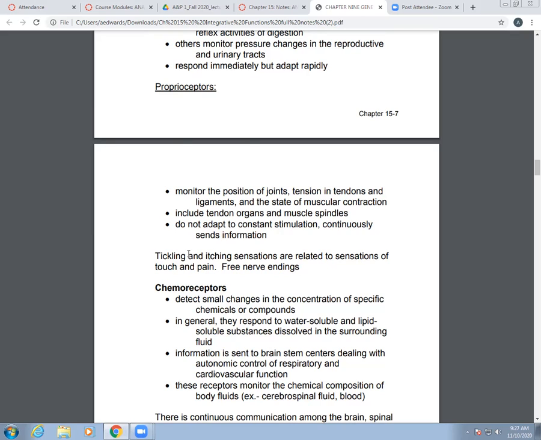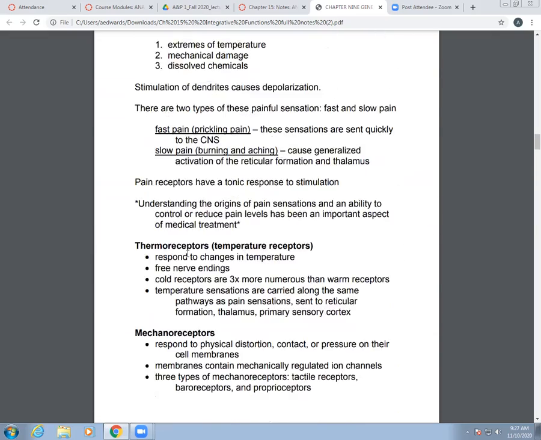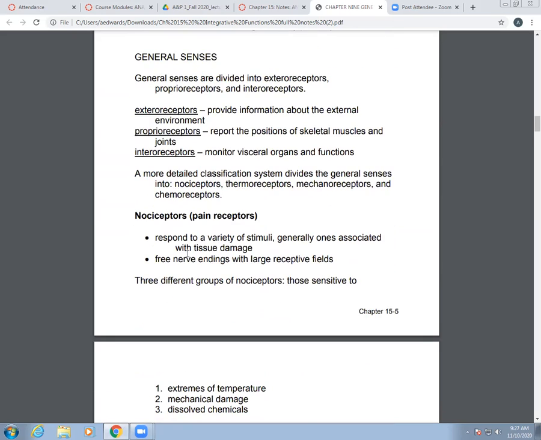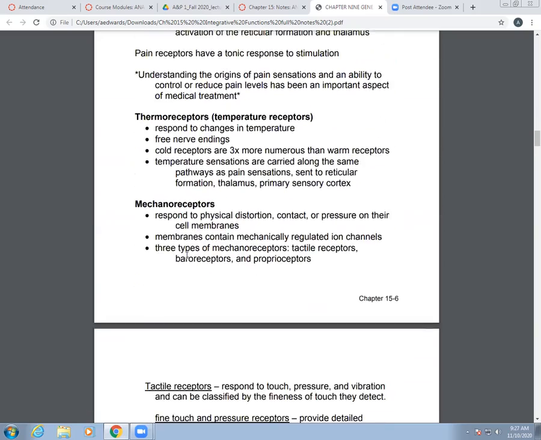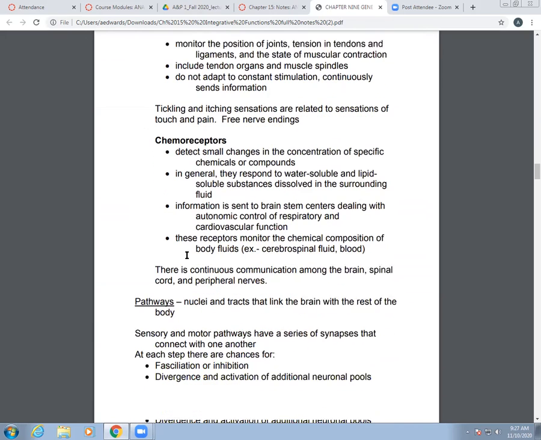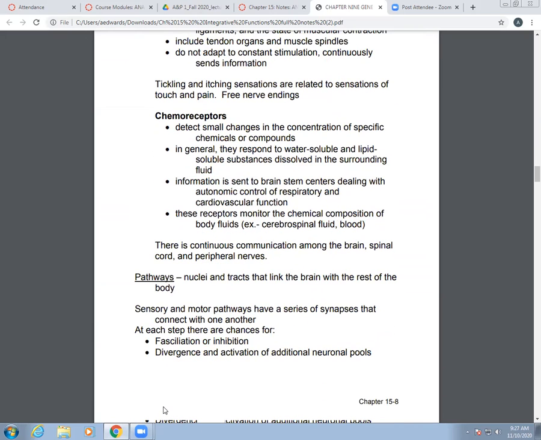So being tickled or feeling itchiness is related to sensations of pain and touch. And you'll have free nerve endings there. So we'll take a pause here and talk about our general senses: our nociceptors, our thermoreceptors, and our mechanoreceptors. We'll pick up with chemoreceptors next. And you can do this at home as well.